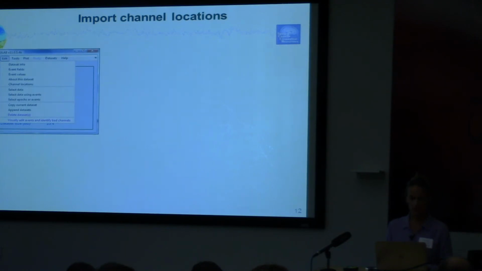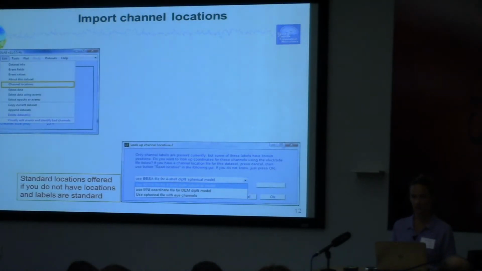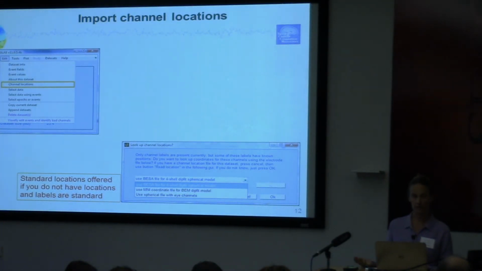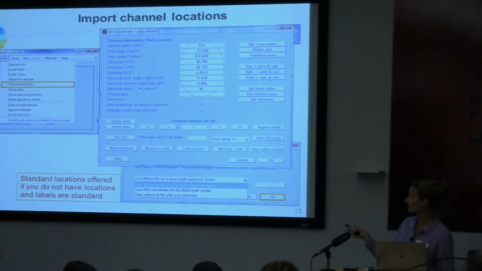Okay, importing channel locations is also in the edit menu under channel locations. And if it finds that you have standard location labels for your channels but no locations, it will actually offer up right away whether you want to import a standard location file. And so there's a few different options here. And if you do that, the GUI will come up with your location labels along with locations here. So these are just different ways of representing the location, either X, Y, Z, or theta and a radius, and you can go between the two.